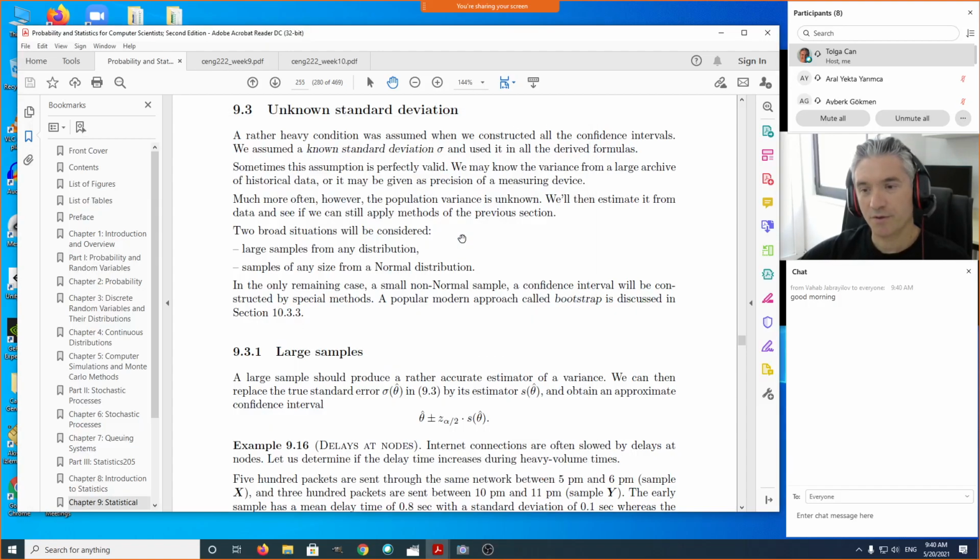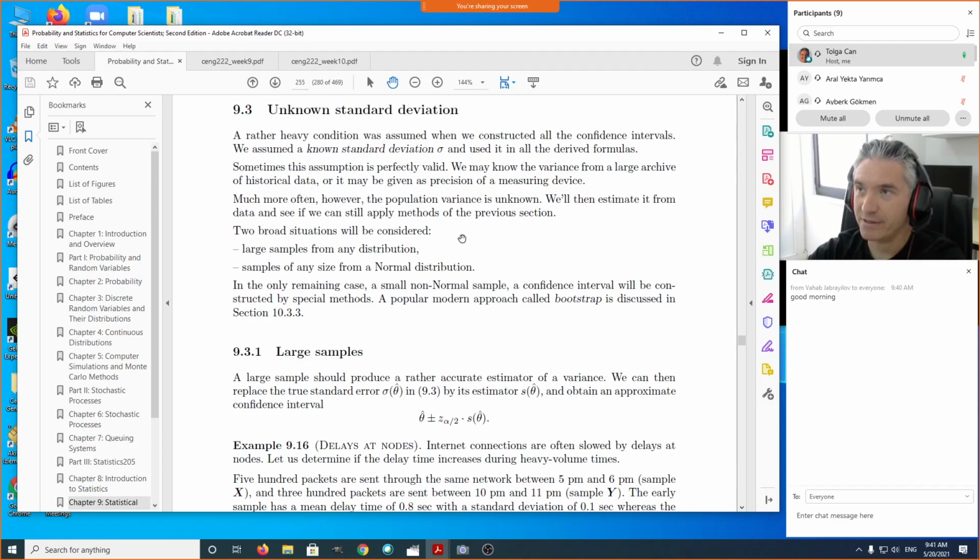Okay, so today we are going to start section 9.3, where we are going to construct confidence intervals for the cases where we don't know the standard deviation, which is most of the time the case anyway, unknown standard deviation. Since we don't know the mean of the population when we are trying to estimate the mean, the case in section 9.2, where you don't know the mean but you know the standard deviation, may not be so realistic.